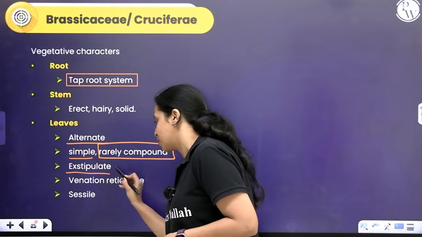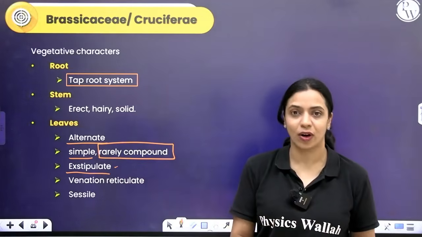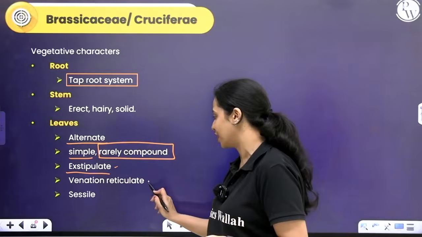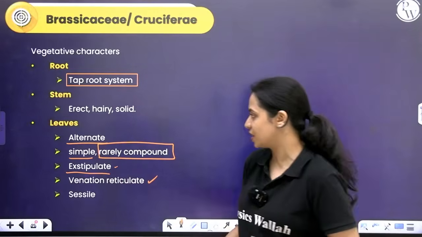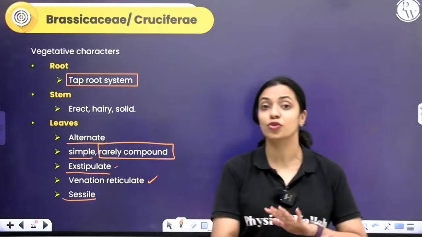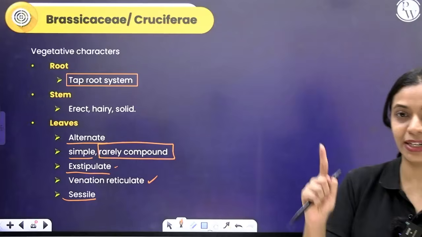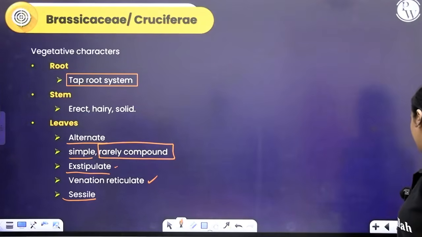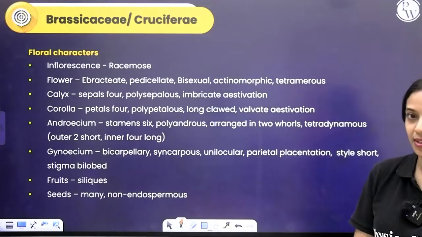Exstipulate means stipules are absent. Since it is dicotyledonous plant, it's obvious that it will have reticulate venation. And the leaves here are sessile. That means there is no stalk. They don't have a petiole. Okay. Next, talking about the floral characters.